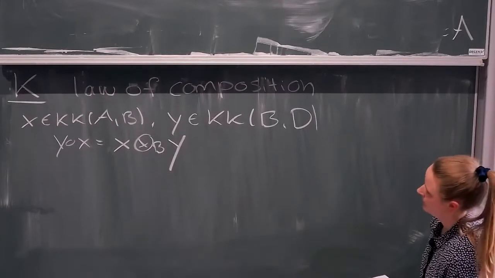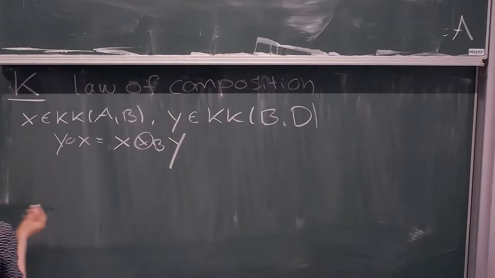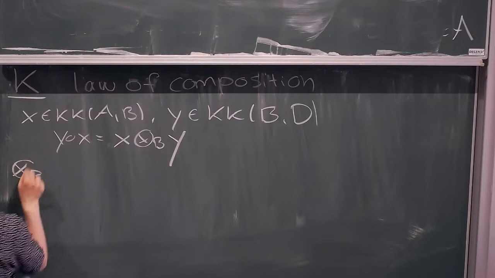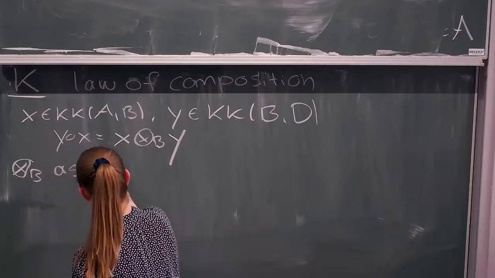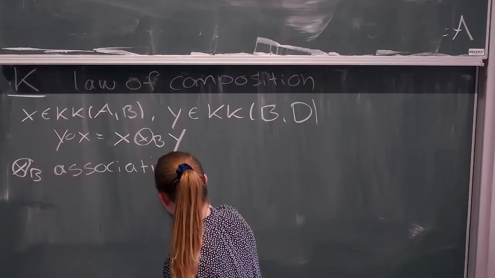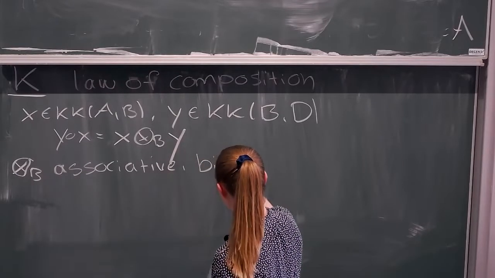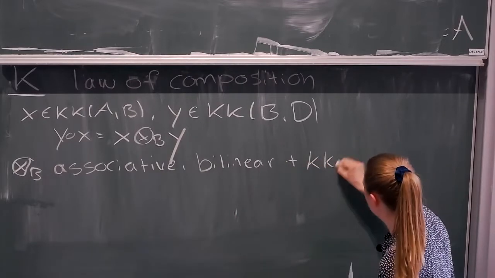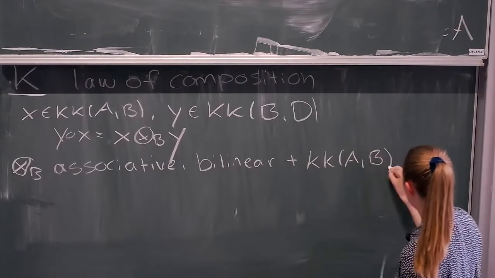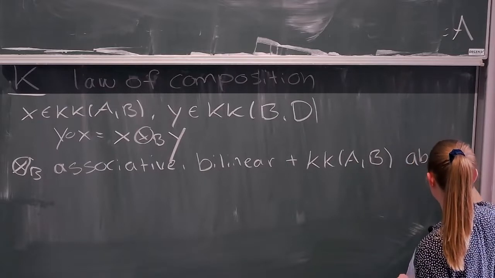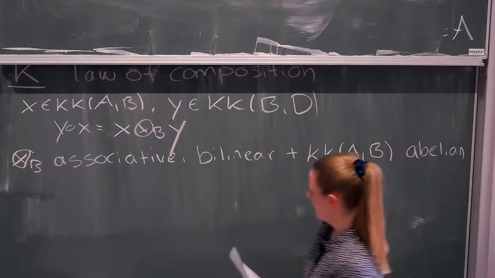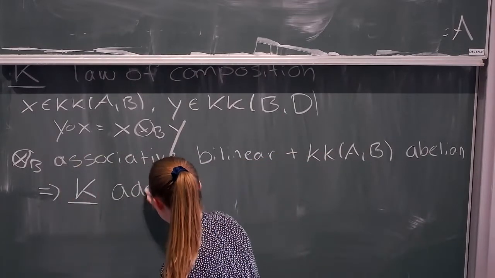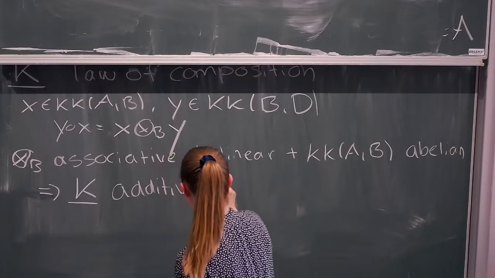And now, since the product is associative, so we know that the product is associative, it's bilinear, plus we know that KK of AB is abelian. Then we obtain that K is an additive category.